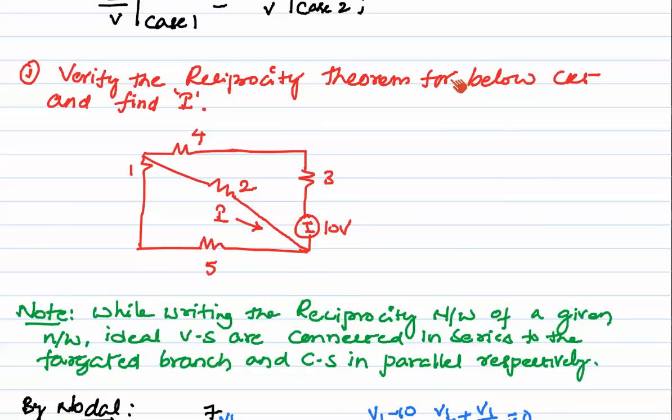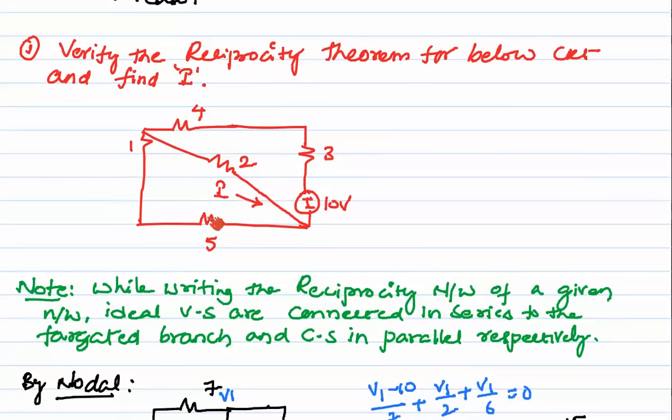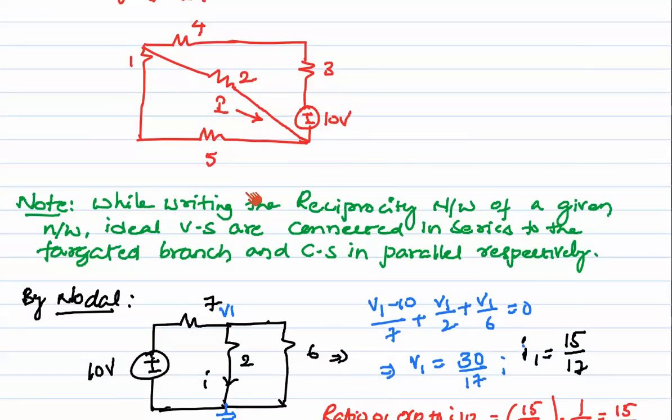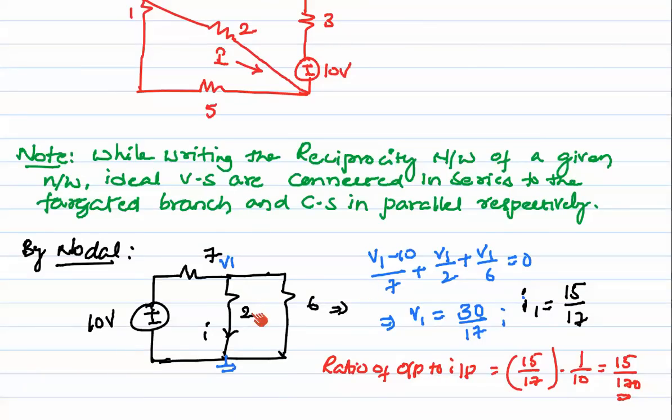Verify the reciprocity theorem for the below circuit and find the value of I. While drawing the reciprocal network of a given network, ideal voltage sources are connected in series with the targeted branch, and current sources in parallel, respectively. In this case, here we have the 10 volt source and here we have the resistance. These two places are going to be very crucial. First I will take this 10 volts as it is and find the value of I, using nodal analysis.